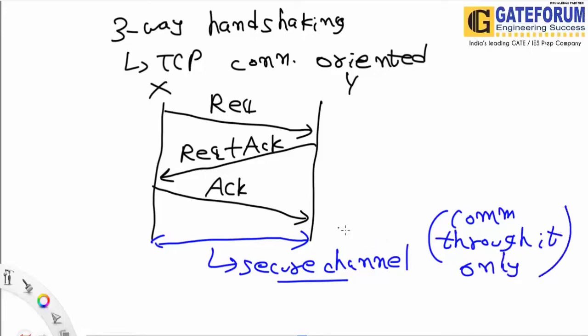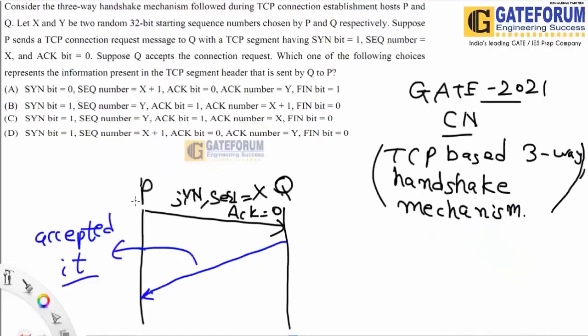Okay, so this is the concept related to the three-way handshaking basically. Now the question being asked is that P and Q are establishing this three-way handshaking. P has sent a particular request in this format. We have this SYN. SYN is for the request. They are showing that it's sending the request.